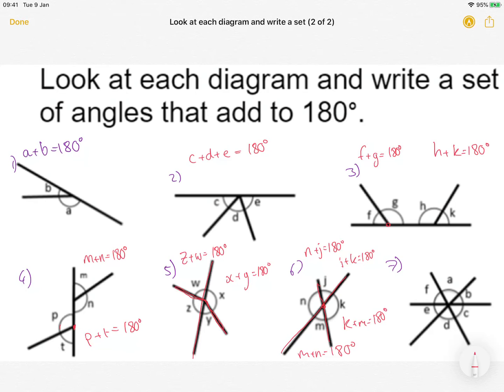Question 7, there's loads of them that you could say for here. I'm just going to label a few then. So on this straight line, at this point, I can see A plus B plus C would equal 180 degrees. If I go around one further, then on this straight line, I can see B plus C plus D equals 180 degrees. And then I could keep going around like that. Another one I could say is D plus E plus F equals 180 degrees. E plus F plus A.